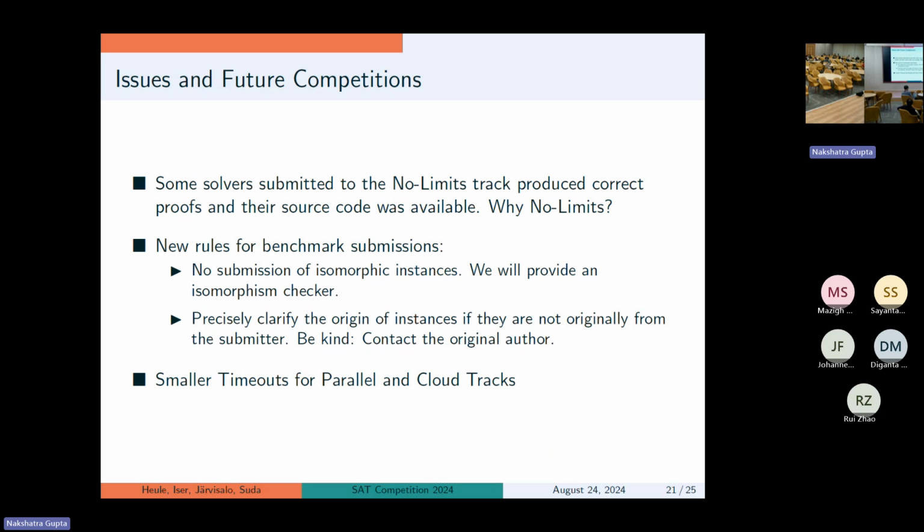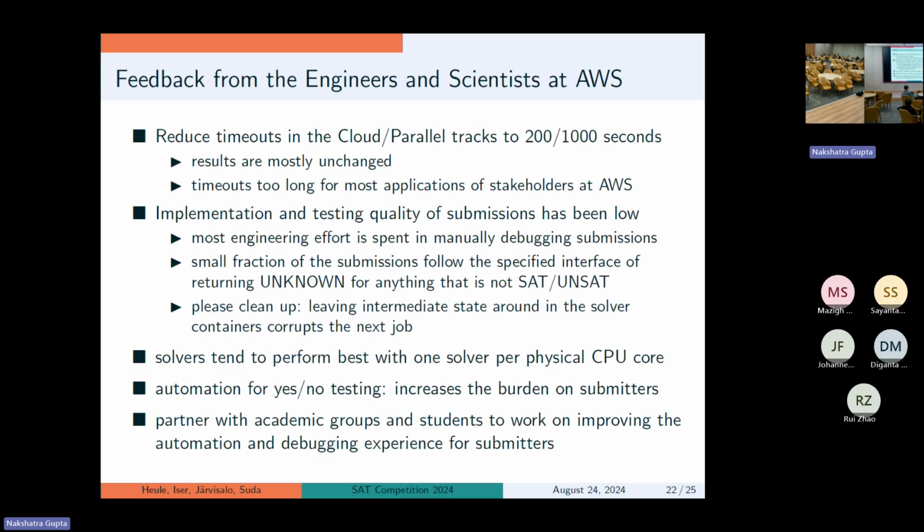Okay, and in the future, you will also see this on the next slide, there will be smaller timeouts for the parallel and cloud tracks. This is due to feedback from the engineers and scientists working at AWS. They did a great job in organizing the parallel and cloud tracks. We are also very thankful that they basically fund the parallel and cloud track by providing the resources, but they also put a lot of effort and work into this. So this slide is about the feedback we got from them.